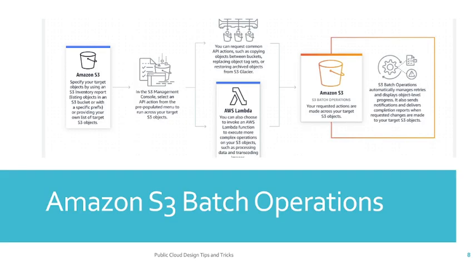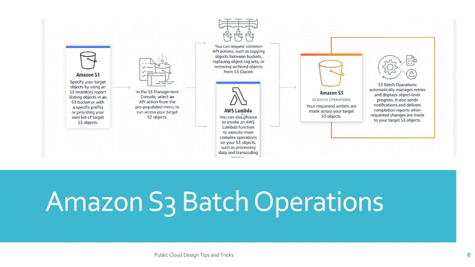Now let's try to understand S3 batch operations. With S3 batch operations, you will be able to copy or share data batch-wise from your source to your target state. As you can see here, in Amazon S3, specify your target objects by using an S3 inventory report. Then in the S3 management console, select an API action from the pre-populated menu to run across your target S3 objects. Then you can request common API actions such as copying objects between buckets, replicating object tag sets, or restoring archived objects from S3 Glacier.